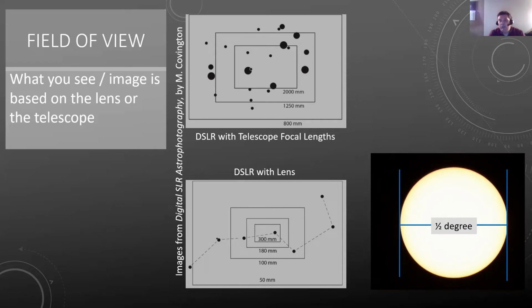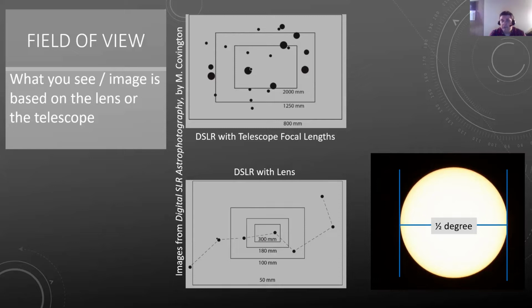To give you an idea what 2 degrees would be in the sky, the full moon or the sun is 1/2 degree. So 2 degrees would be 4 moons next to each other. That's the size. If you were to take a picture of the Pleiades, depending on the telescope or lens you were using, you might get all of it or just a couple of stars.